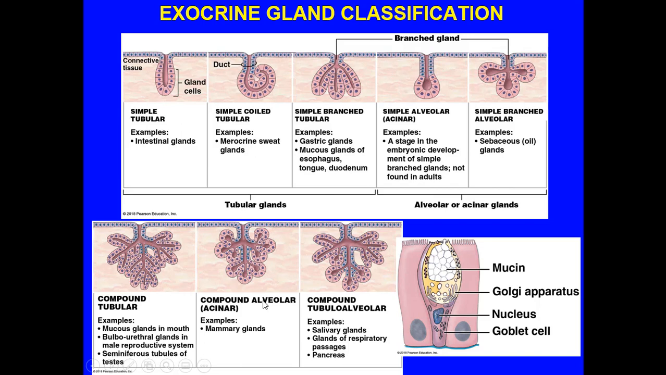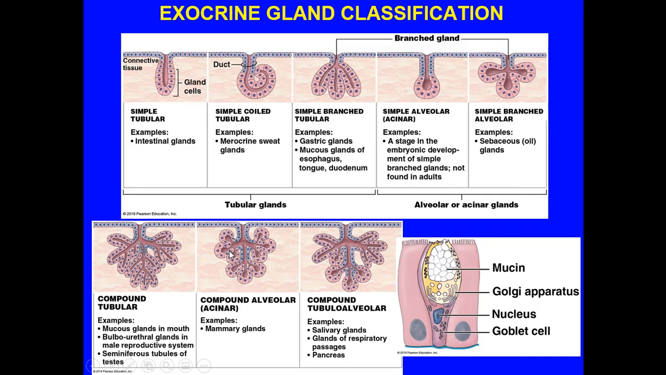Now, what about if we had combinations of all these? By the way, this is our goblet cell. Notice how you build up right near the apical side a large amount of globules, vesicles containing mucin. The compound tubular, you can see this, 1, 2, 3. So you see this in a variety of structures. The seminiferous tubules of the testes, the bulbourethral glands of the male reproductive system, as well as the mucus glands in the mouth. The compound alveolar, the acinar, you see these with the mammary glands.